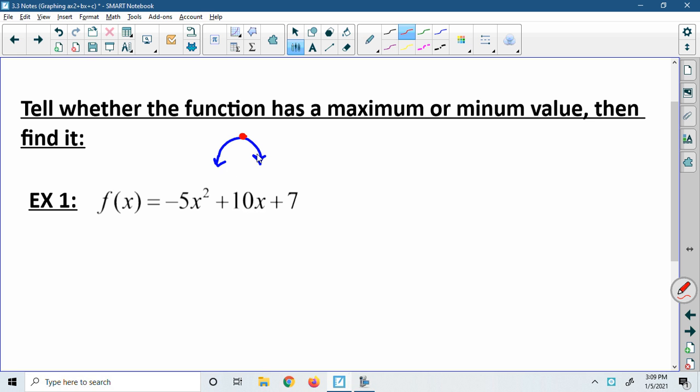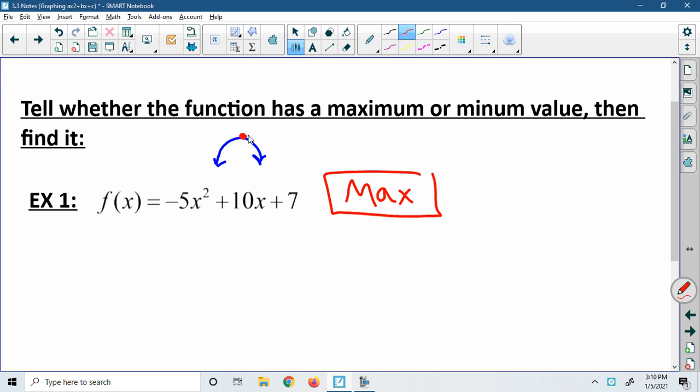It doesn't have a minimum value because on each side of this parabola, it'll just keep going down and down and down forever. But it does have a maximum point, which is right there. So this thing definitely has a maximum point. Then we're supposed to find that point.